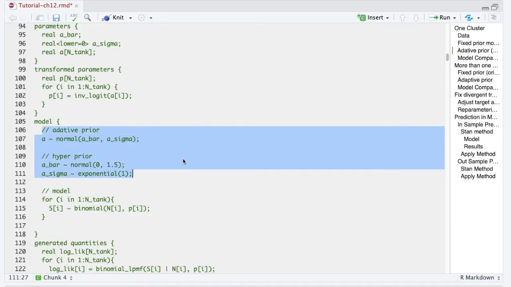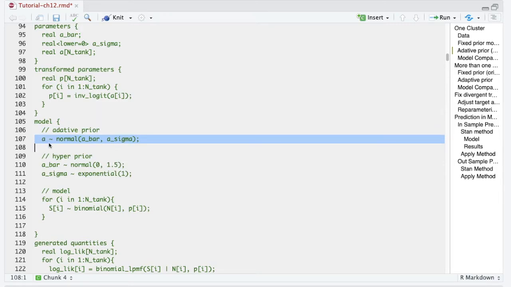If there are few variations in the data, like the survival proportions of different tanks are very similar, then the A sigma value will be small. And if the average survival rate across all the different tanks is higher, we will have a higher A bar value. If we have small mean values across all the tanks, we get a small A bar value. And the A here is what we want to estimate: the individual parameters for each tank.